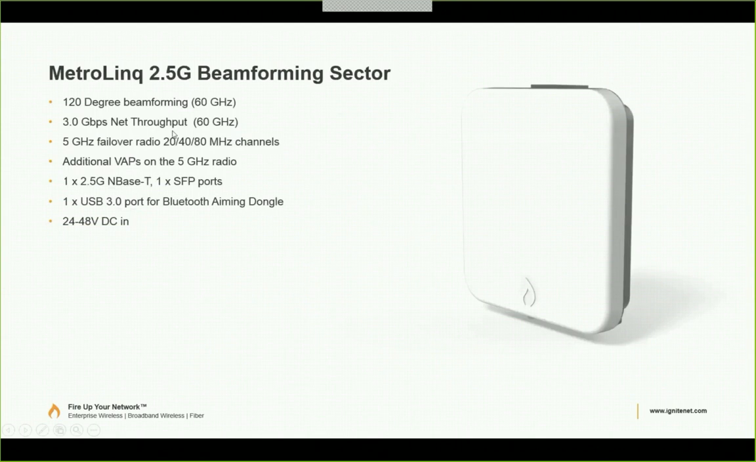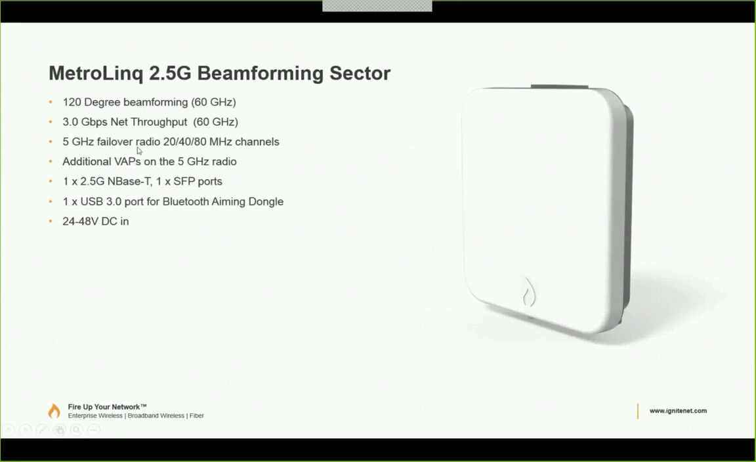So the MetroLinq 2.5 gig beamforming sector adds 120-degree beamforming to the mix. This radio is typically going to be used as a point-to-multipoint AP because it's very easy to connect multiple points to it when it has such a large coverage area. It does that by steering a narrow beam in 10-degree steps to make an equivalent of 120 degrees.